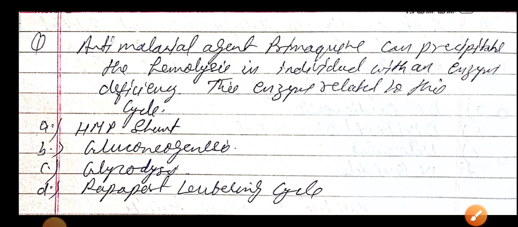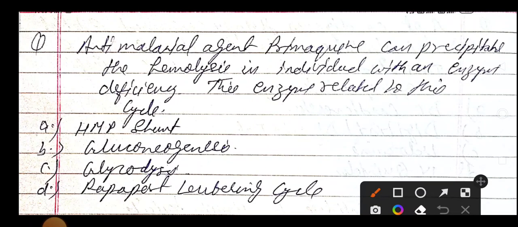Okay, now antimalarial agent primaquine can precipitate hemolysis in individuals with an enzyme deficiency. This enzyme is related to this cycle. So the options are HMP shunt, gluconeogenesis, glycolysis, Krebs cycle. So guys, what is the single best answer here? Single best is HMP shunt.